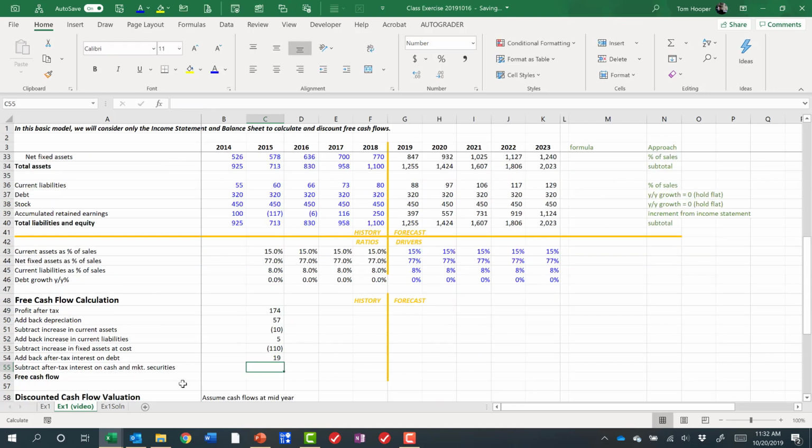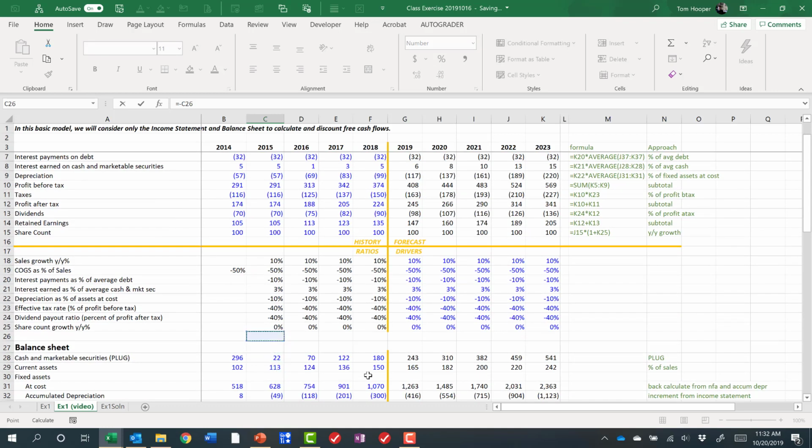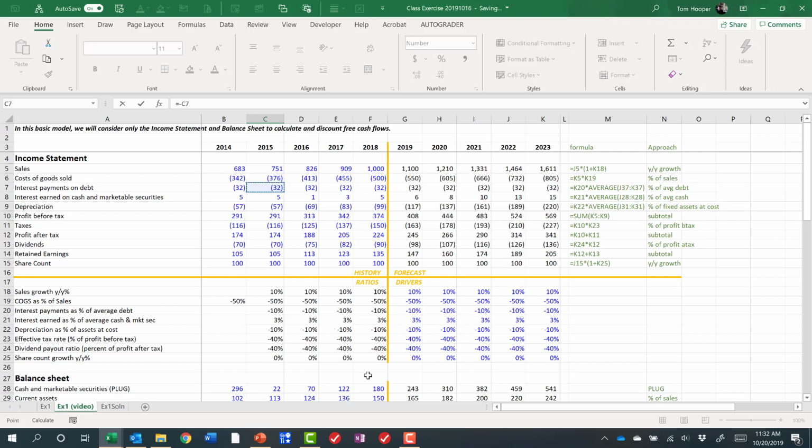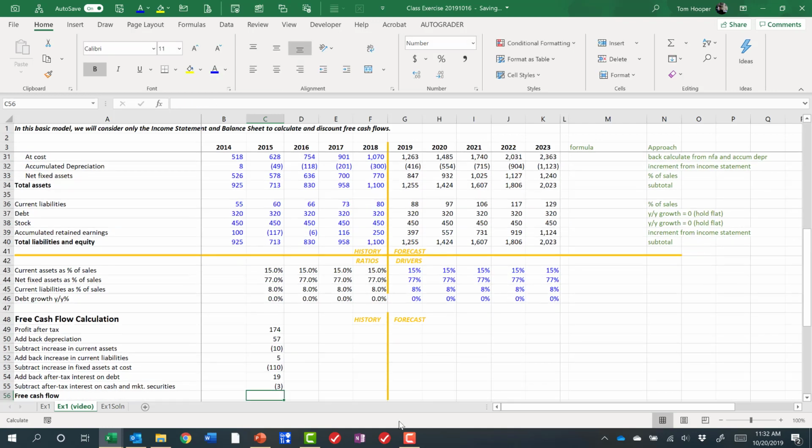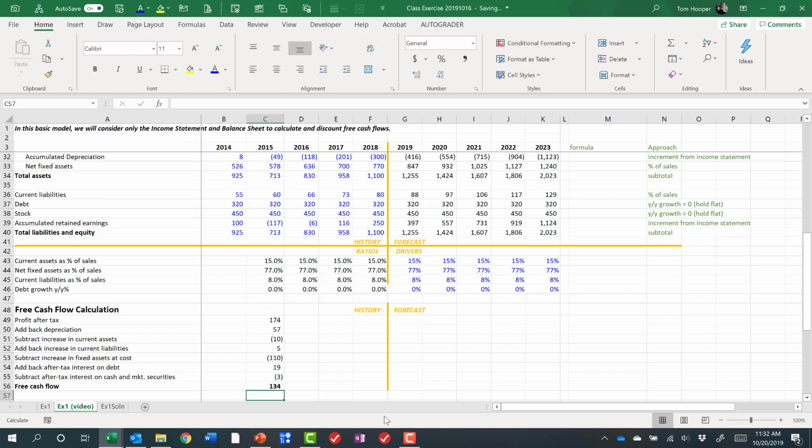Finally, we want to subtract the after-tax interest on cash and marketable securities. So almost exactly the same formula. We want to subtract a positive number times 1 minus the tax rate, so we'll say plus this negative 40%. And then if we add all those up, we get our free cash flow of 134.